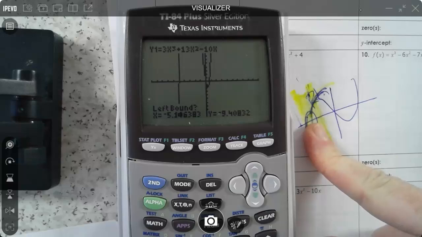Okay, hit enter. Hit enter. Now start. Does it say right bound? Yeah.